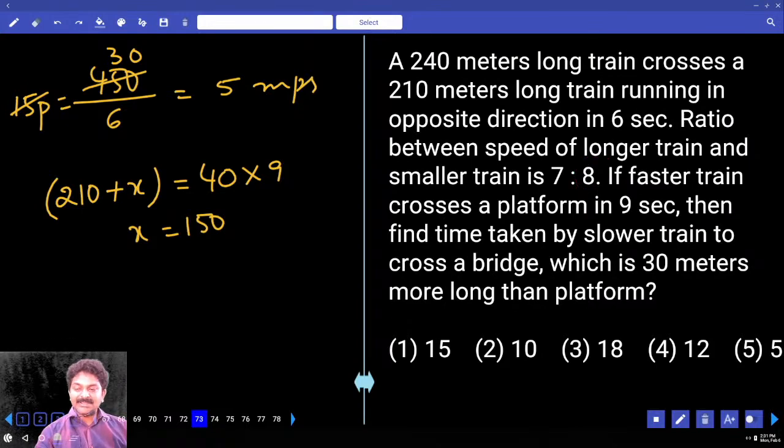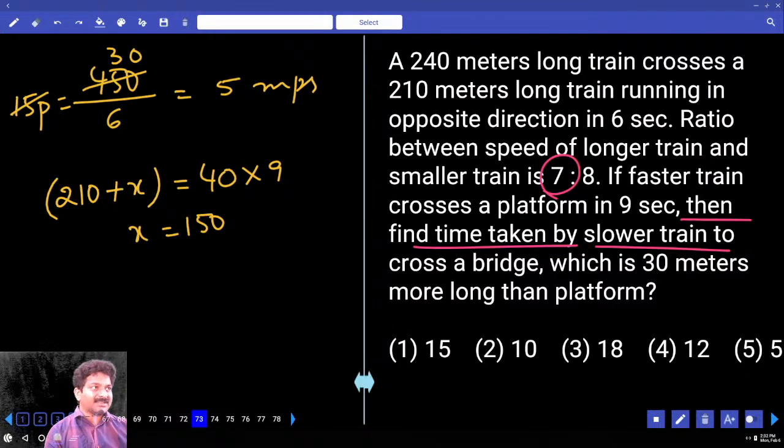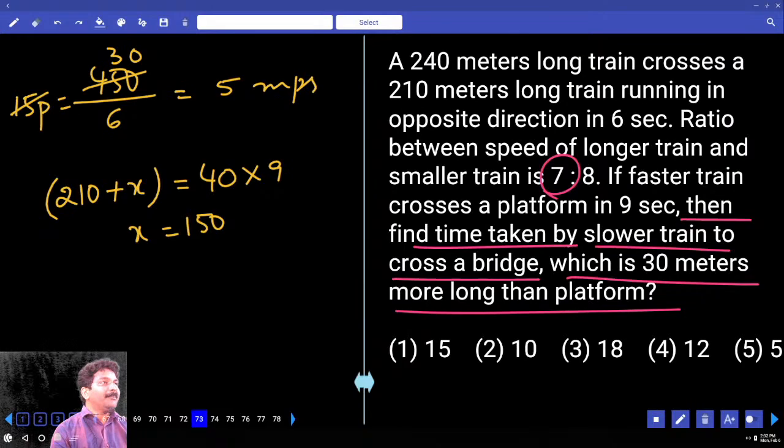Now the question is, find the time taken by the slower train. Which train is slower? First train. Correct? 7 parts. To cross a bridge which is 30 meters more than the platform length. Platform length is 150, then bridge length becomes 180. So the first train, whose length is 240, crosses a bridge whose length is 180.